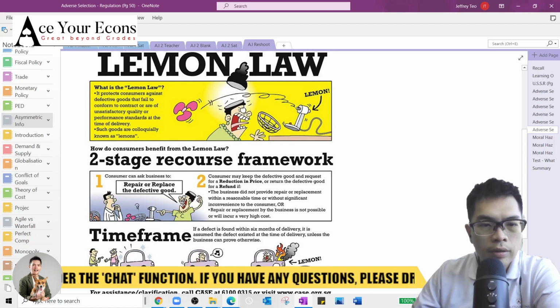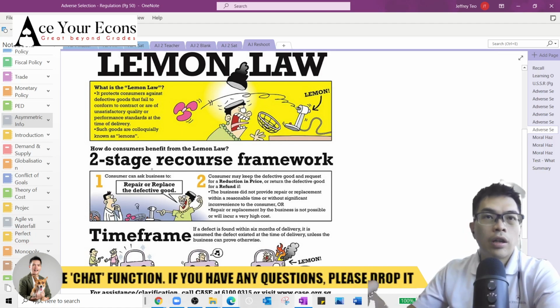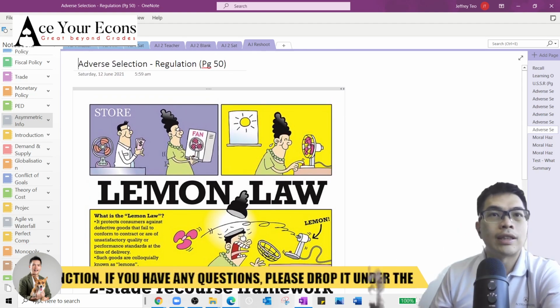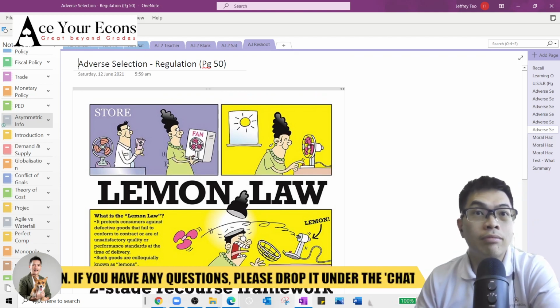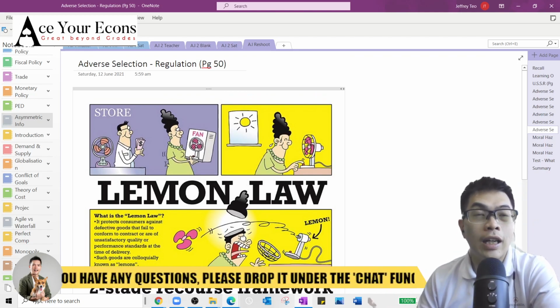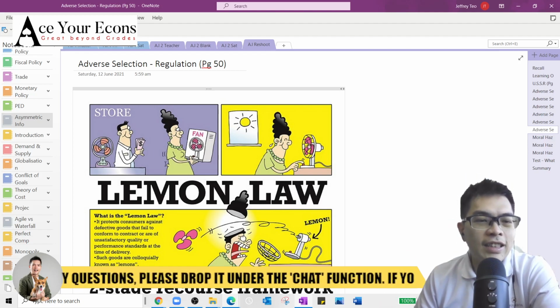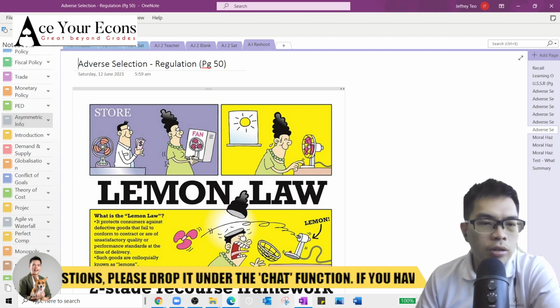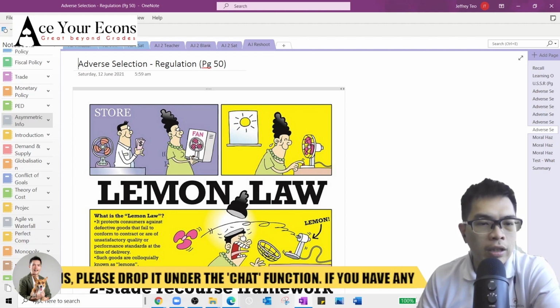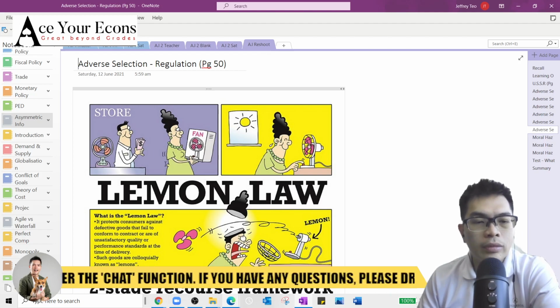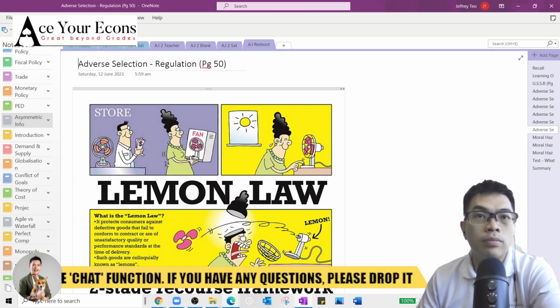Before that, let's look at what is Lemon Law first. So regulation is likely to be implemented by government, because they are the only body that can regulate. So what do they do? They will implement laws to protect consumers against defective goods that fail to conform to contract or are of unsatisfactory quality. Such goods are known as lemons. So in this case, they are going to protect consumer interest by having law.